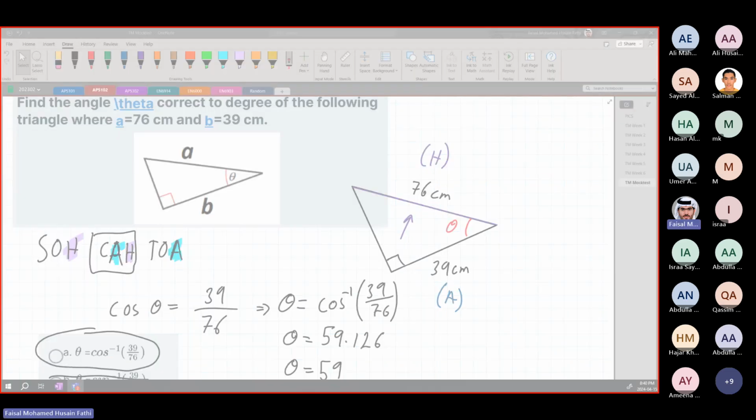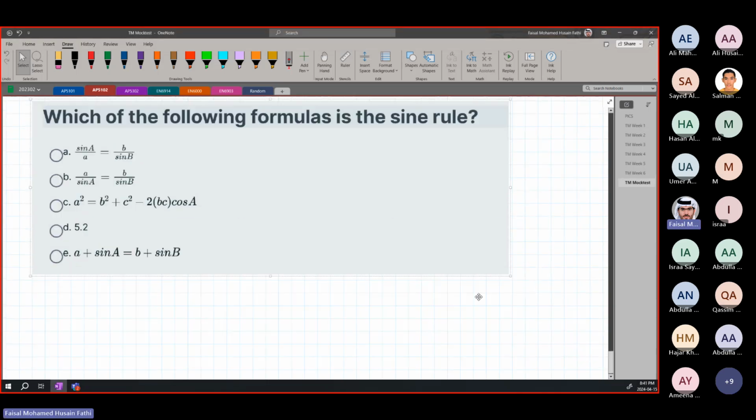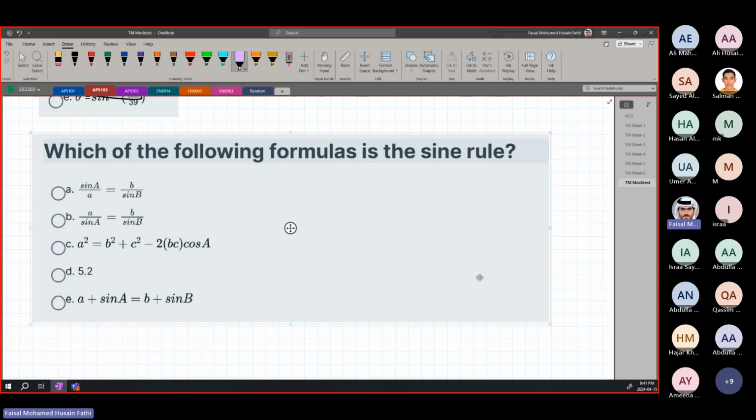Which of the following is sine rule? Before even reading anything else, I see a number. I'm just going to say that this is definitely not sine rule. Now let's look at the rest. We know that these are cosine rule. There is a cosine in it, literally. We know that sine rule is ratios. It's division, so it's not plus and minus. So it's not this. So is it the first one or the second one?